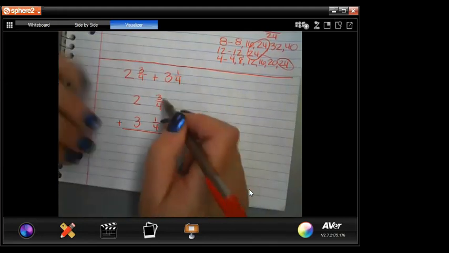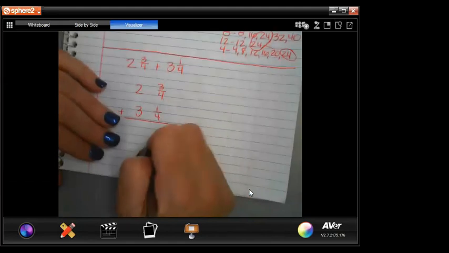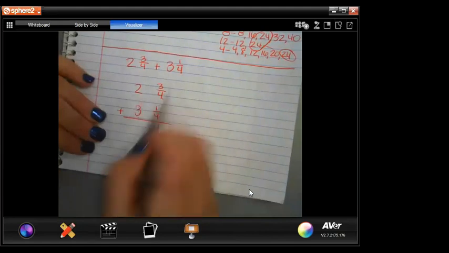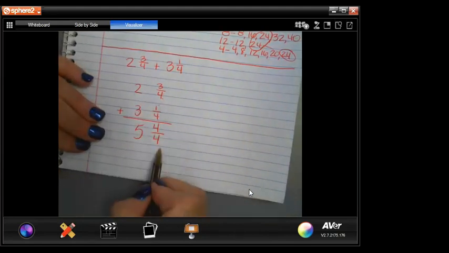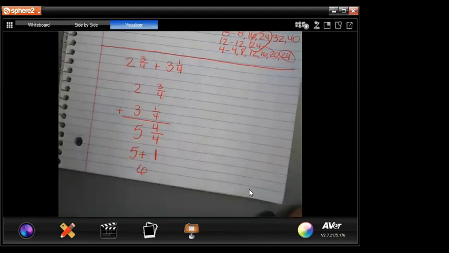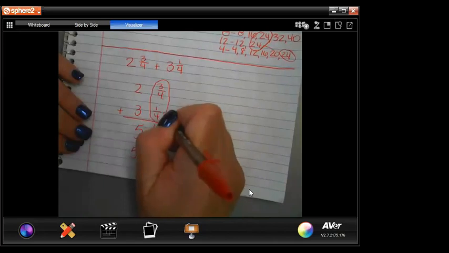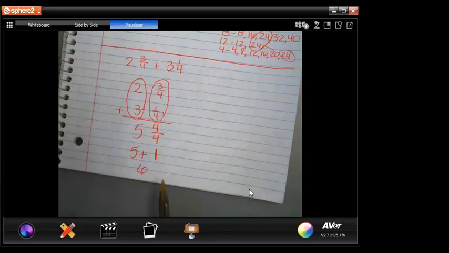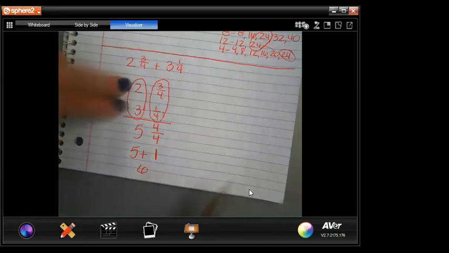So that means I'm just going to add my numerators. So 3 plus 1 is 4/4. And then 2 plus 3 is 5. Well, 4/4 is 1 whole. So 5 plus 1 more whole is 6. Okay, so I added my fractions, I added my whole numbers, and then I simplified them down. Okay, so really no difference. The only difference is that you have whole numbers in front of it.